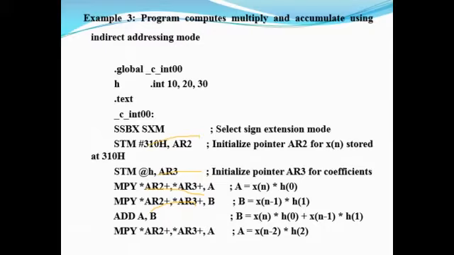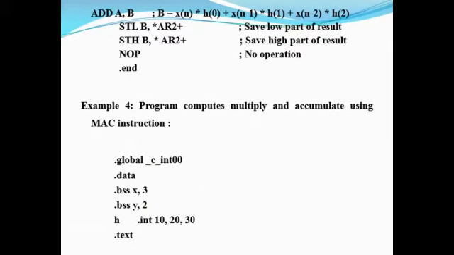Then add A comma B. It means that we are going to add these two contents and the result is stored in accumulator B. Once the result is stored in accumulator B, we again move on to the content of AR2 and AR3, multiply them, and the result is stored in A. Then add A comma B again, so that the content of accumulator B is x of n into h of 0 plus x of n minus 1 into h of 1 plus x of n minus 2 into h of 2.